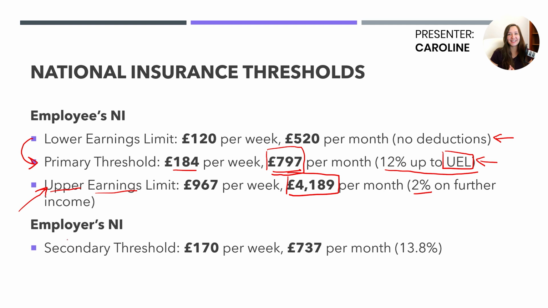And then we've got the employer's national insurance, which is called the secondary threshold. If you ever look on HMRC's website, I've actually got links to that in the description below. But up to £170 per week or £737 per month, you don't have to actually pay any employer's national insurance. And anything after these thresholds would be 13.8%. This one does not actually drop off after a certain amount. It's always just the flat 13.8%.